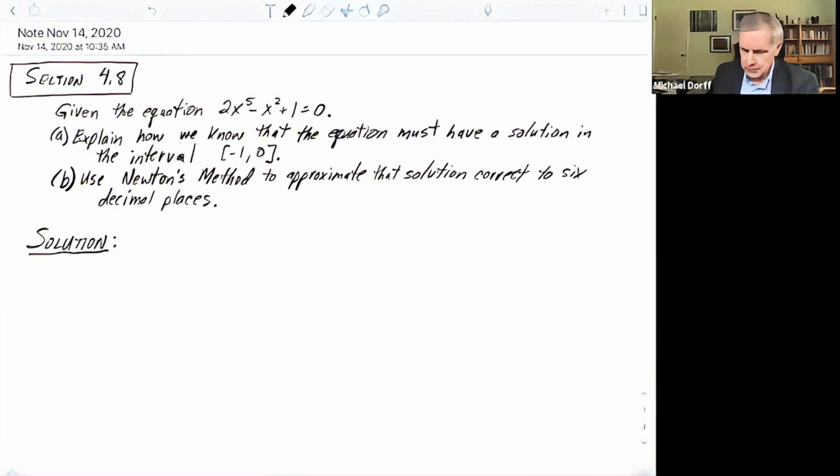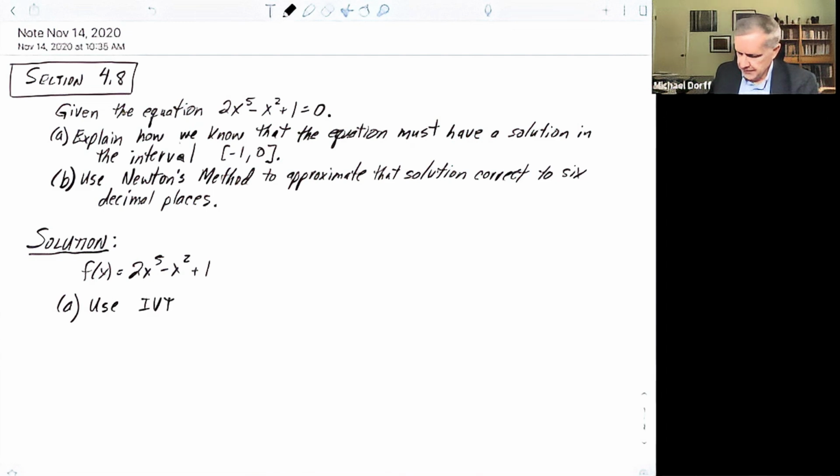So the first thing I would do is let f(x) equal the left-hand side of that equation, so 2x^5 - x^2 + 1. And then in part A, we're going to use the intermediate value theorem.